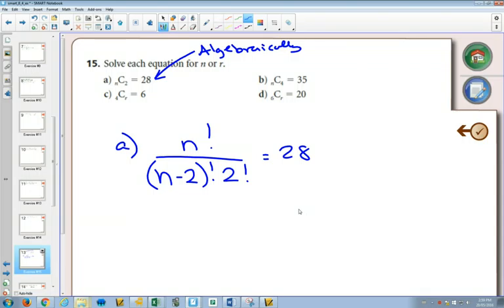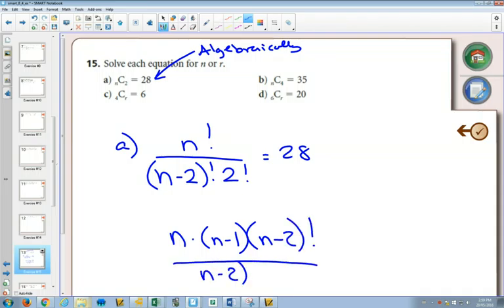When expanding things, what's the biggest? Well, the 2 factorial is a number, right? That's just 2. But when expanding, can you see that n is bigger than n minus 2? So you have n times n minus 1 times n minus 2 with your n minus 2 on the bottom. Those will cancel out. I would still have the 2 on the bottom, but I could multiply both sides by 2, and you would get 56.